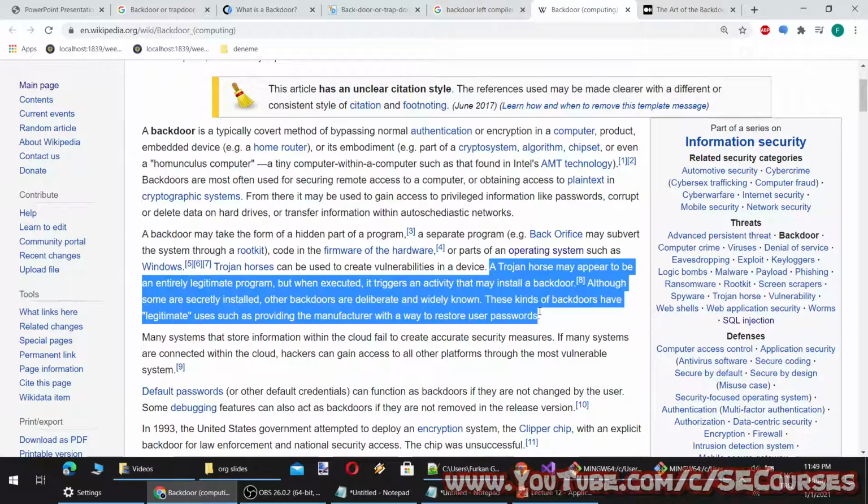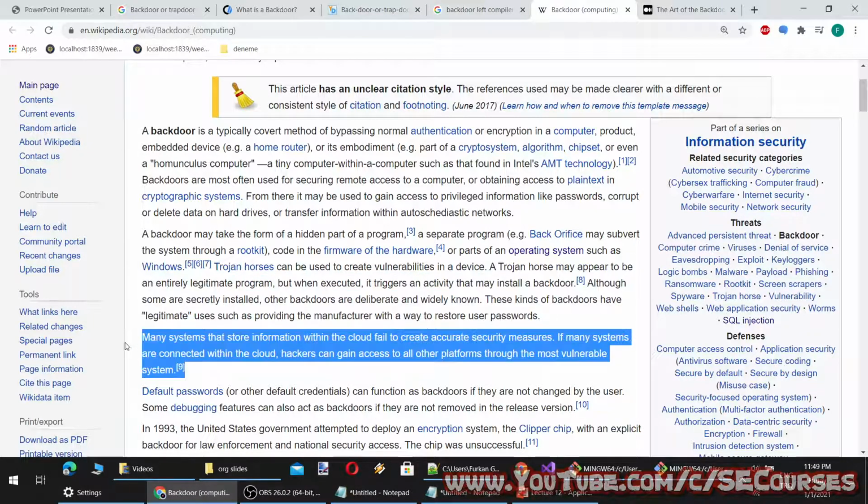A Trojan horse may appear to be an entirely legitimate program, but when executed, it triggers an activity that may install a backdoor. 8. Although some are secretly installed, other backdoors are deliberate and widely known. These kinds of backdoors have legitimate uses such as providing the manufacturer with a way to restore user passwords.